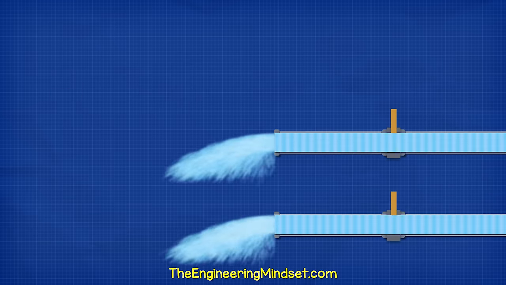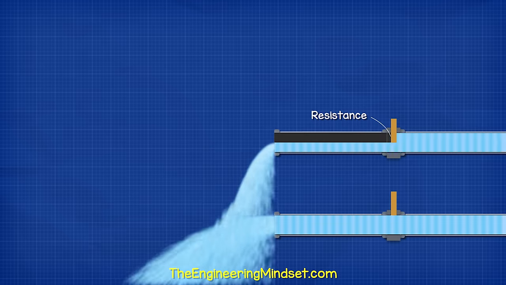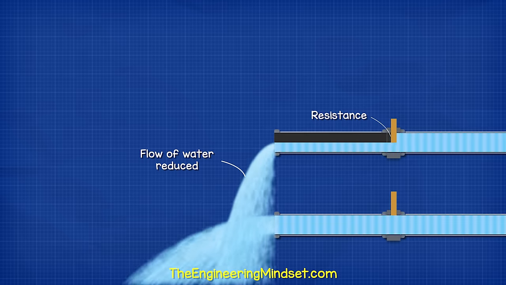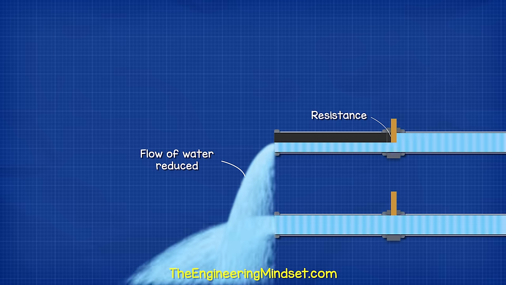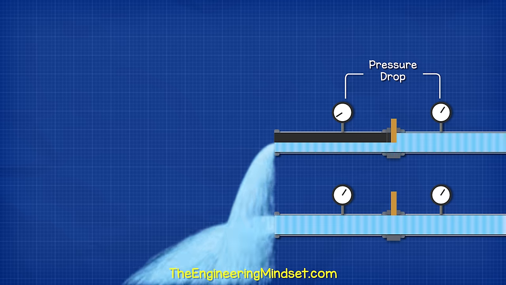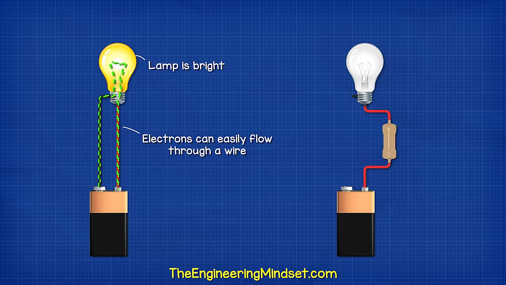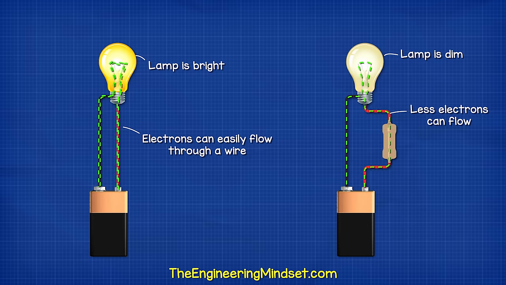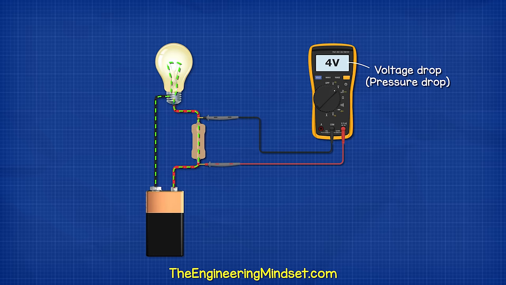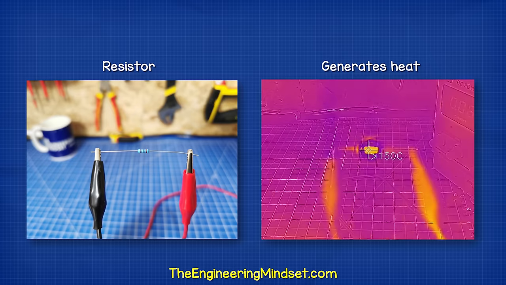Think of water flowing through a pipe. It's easy for it to flow, but if we partially block the pipe, we add resistance to the pipe. The water collides with the pipe, and so it's harder for the water to flow, and we also have a pressure drop across the restriction. The same with electricity. Electrons can easily flow through a wire, but if we add a resistor, then the electrons will collide, so it's harder to flow, and so the current is limited. We also have a voltage drop across the resistor. These collisions convert the kinetic energy into heat, and that's why the resistors become hot.